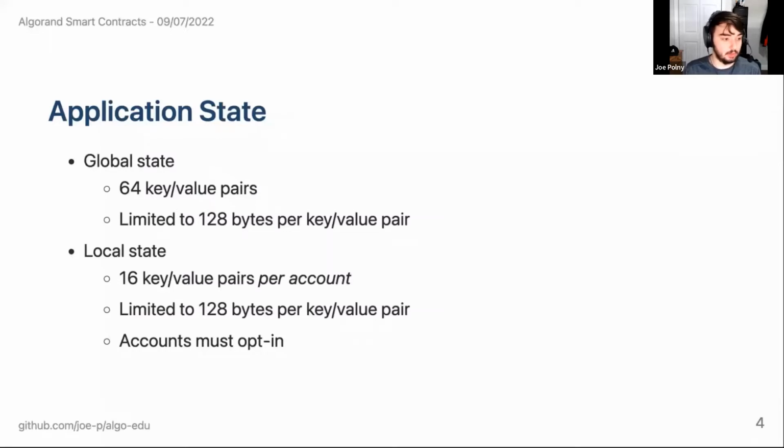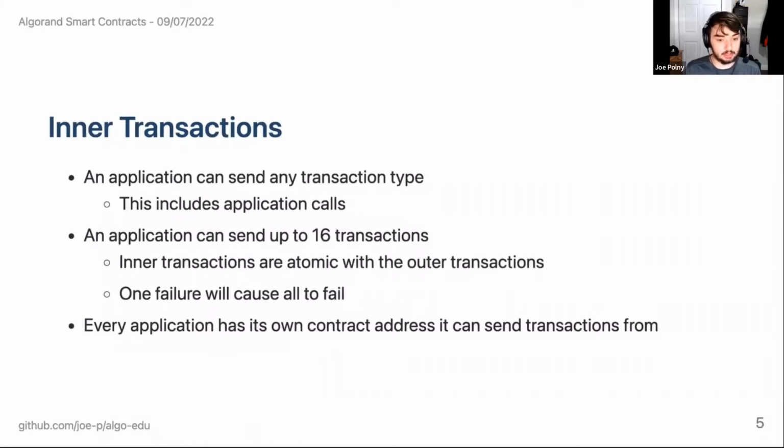So inner transactions, as I mentioned, are basically a way for smart contracts to send transactions from within themselves. So a smart contract can call another smart contract. It can send a payment. It can opt into an asset. It can transfer assets. It can basically do anything a regular person can do when interacting with the Algorand blockchain. And again, it can send up to 16 transactions. So if you have a group with 16 app calls that each do 16 inner transactions, you have 256 transactions together. And if one of them fails, they all fail.